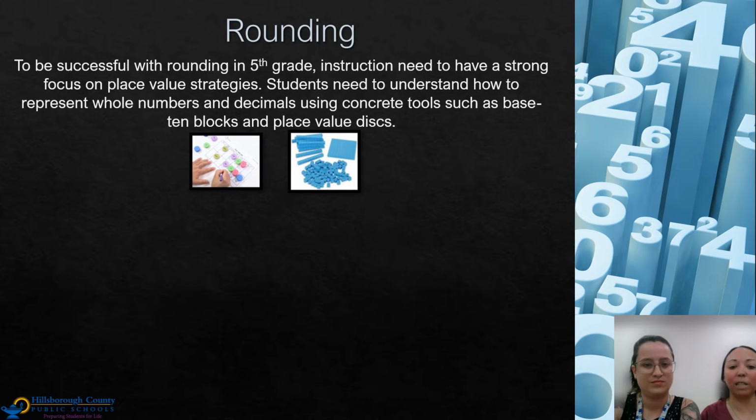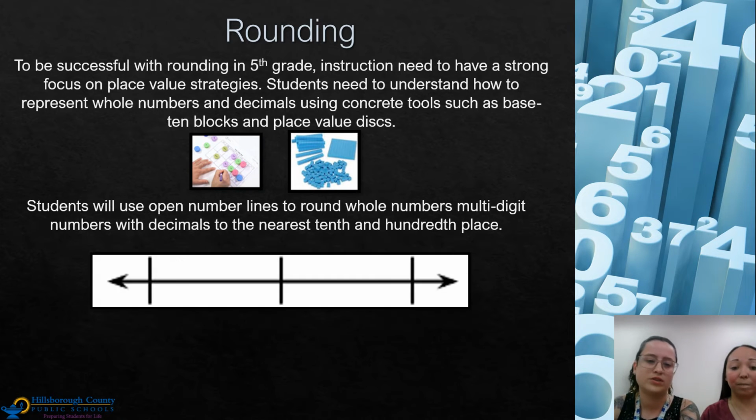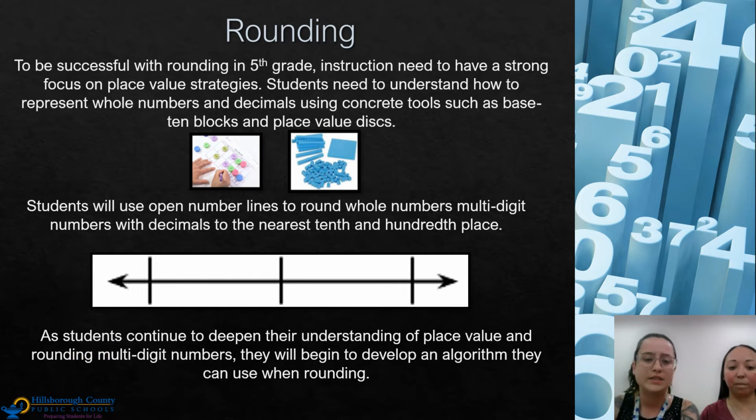For our students to be successful in 5th grade, we want them to focus on those place value strategies, and they can start using those concrete models and tools such as place value discs and base 10 blocks. Once students know how to represent numbers using place value, they'll then be able to use open number lines to help them round multi-digit numbers to the nearest tenth and hundredth place. As students continue to deepen their understanding of place value and rounding multi-digit numbers in 5th grade, they're going to begin to develop an algorithm that they can use when they're rounding.